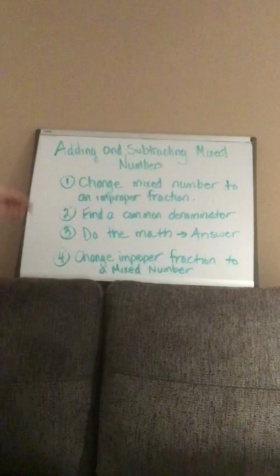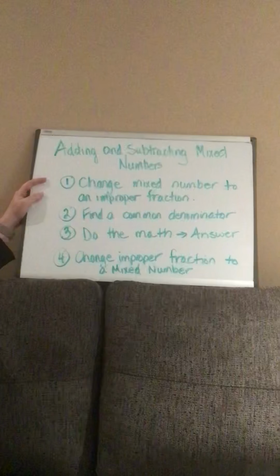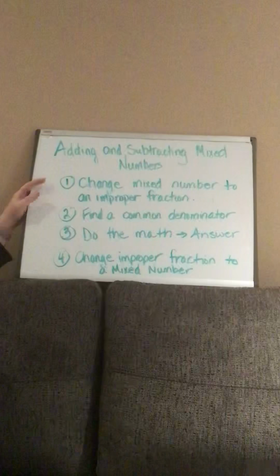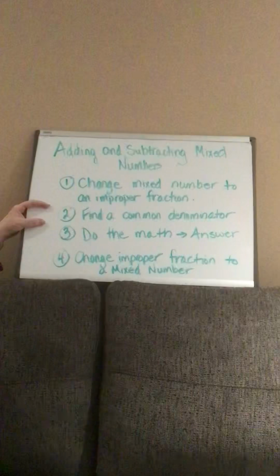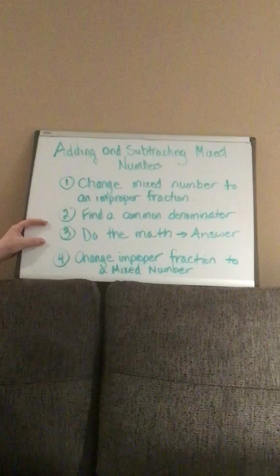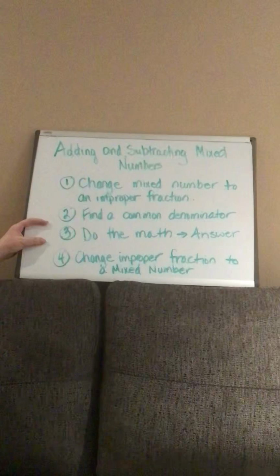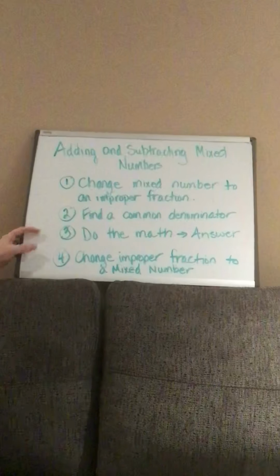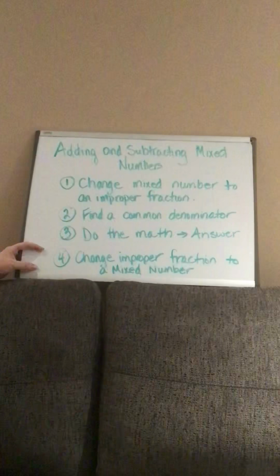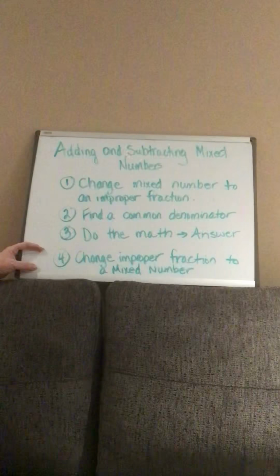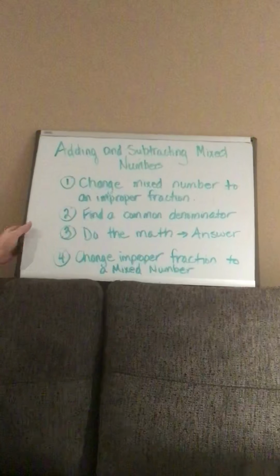That format is: 1. Change the mixed number to an improper fraction. 2. Find our common denominator. 3. Do the math, whether we're adding or subtracting, and we get our answer. And finally, if we need to, we change our answer from an improper fraction back to a mixed number. So let's take a look at a couple examples.